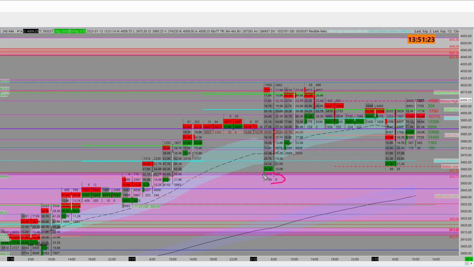But as we continue down, we see what? Another zero print. No one is willing to transact down here. We're going back up to where people are happy to transact. I think you guys get the point, correct?